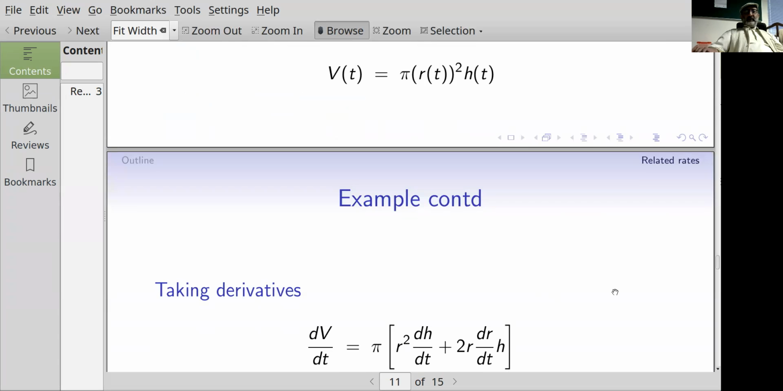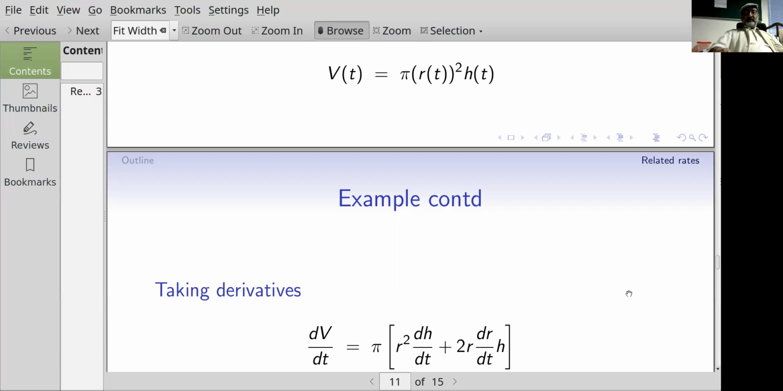Now, if I want to find dV/dt, I take the derivative on both sides with respect to t. I get dV/dt is equal to pi times the derivative of r(t) squared times h(t). Well, now you can use the product rule.